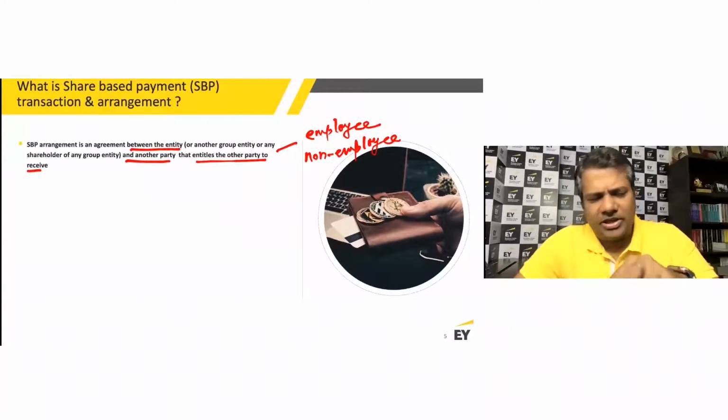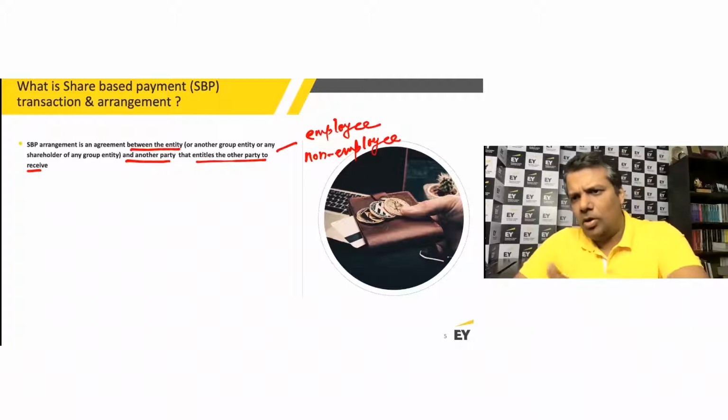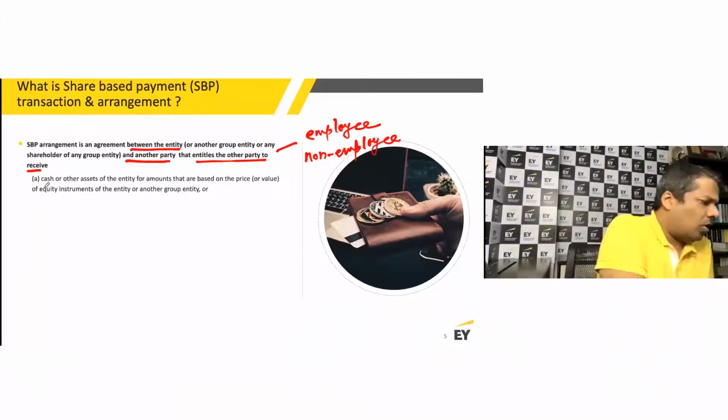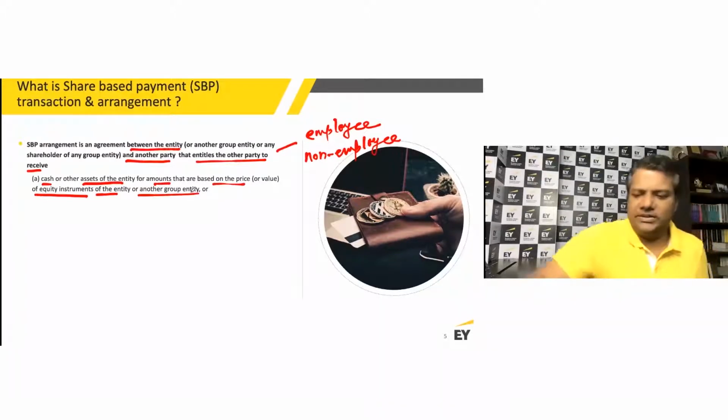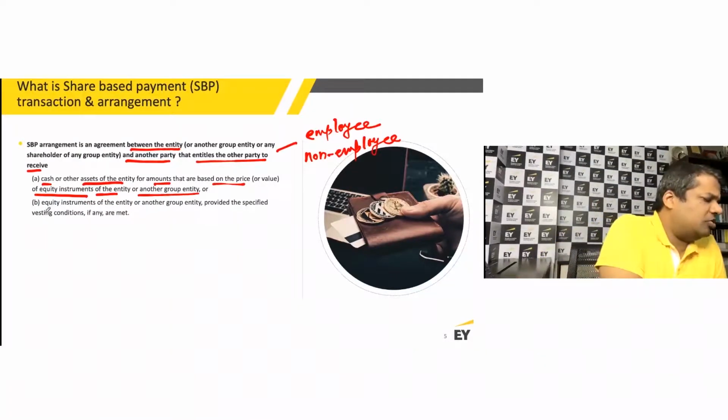A stock option or a share-based payment is an arrangement between the entity and another party, which is an employee or non-employee, that entitles the other party to receive cash or other assets of the entity for amounts that are based on the price of an equity instrument of the entity or another group entity. So you are entitled to cash or other assets, or you are entitled to the equity instrument.